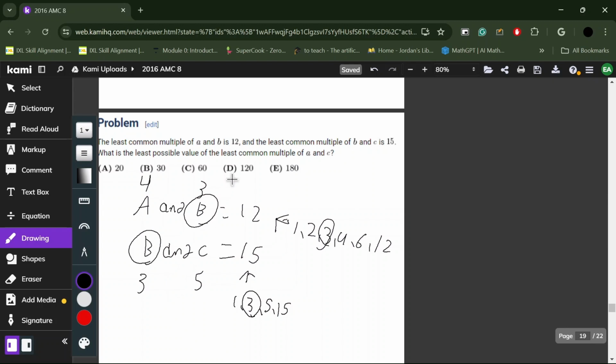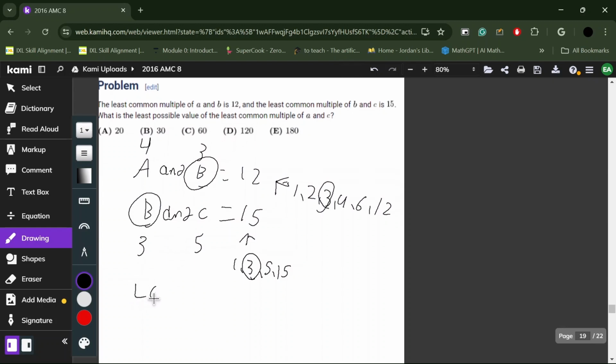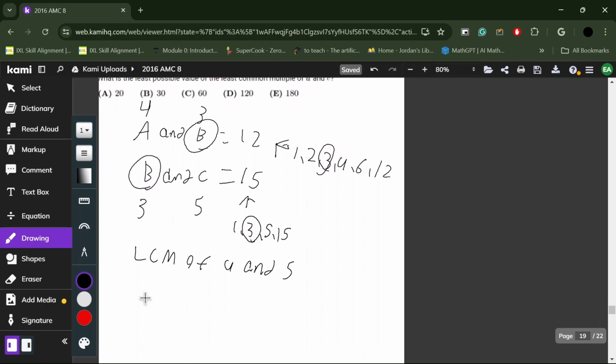So we have 4 and 5, and it's asking for the least common multiple of them. So we're looking for the LCM of 4 and 5. So we can write out the multiples, multiples of 4 first.